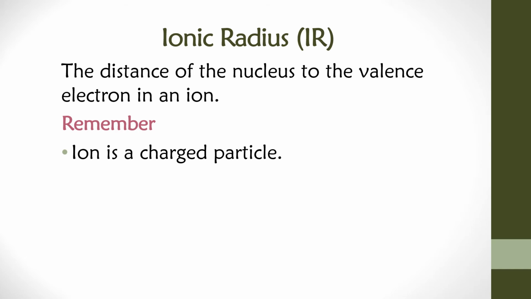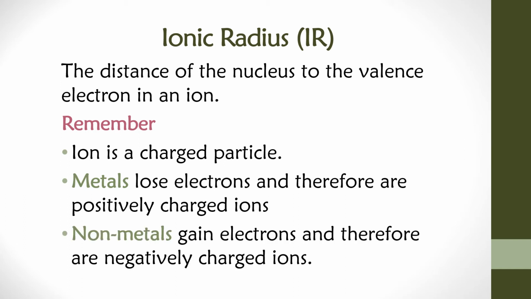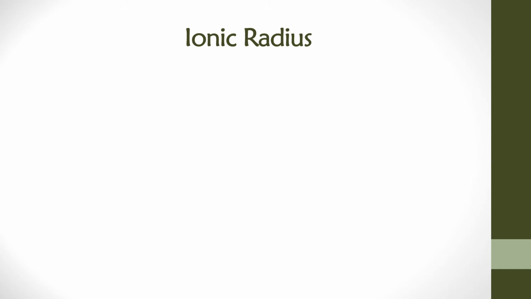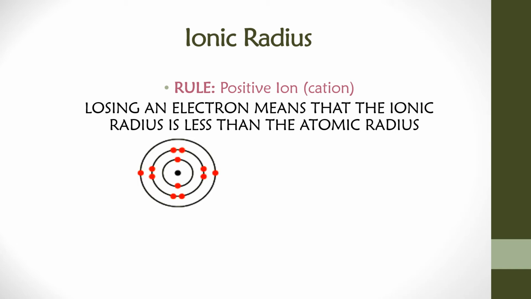Ions are charged particles, and remember that metals lose electrons, so they make cations or positively charged ions, and non-metals gain electrons, so they make negatively charged ions, which are called the anions. So the rule here is that when we talk about the cations or the positive ions, because they are losing an electron or two, or more than two, their ionic radius is less than the atomic radius.